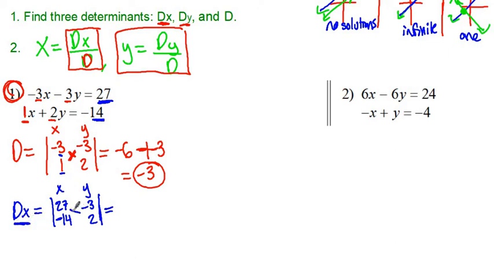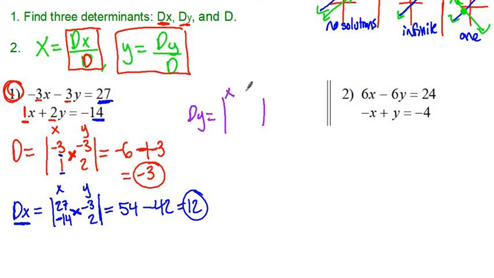So now we find the determinant. 27 times 2 is 54, minus -3 times -14, which is positive 42. So 54 minus 42 equals 12, and that's our Dx. Last one we need to find is the Dy. It's going to be the same, and you might be able to guess.